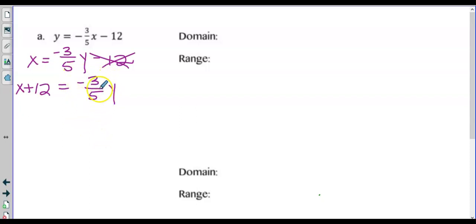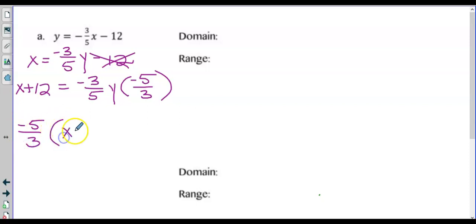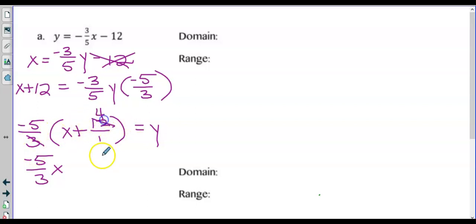To get rid of that, I need to multiply times negative 5/3. So I'm going to multiply by negative 5/3 on this side, which means distributing that into this parentheses, and then that will give me y. So negative 5/3 times x is just negative 5/3 x. And when I multiply this times 12, I can simplify the 3 and the 12. So then I have minus 20.